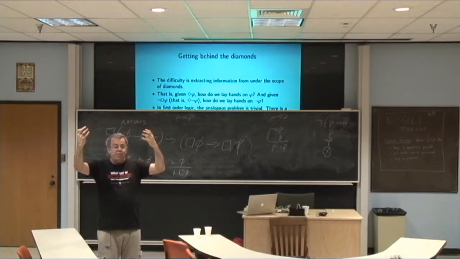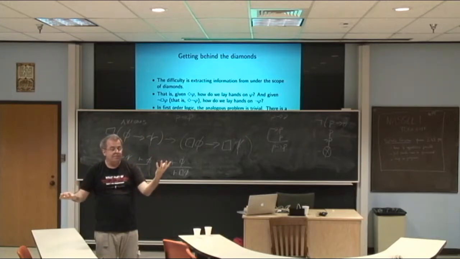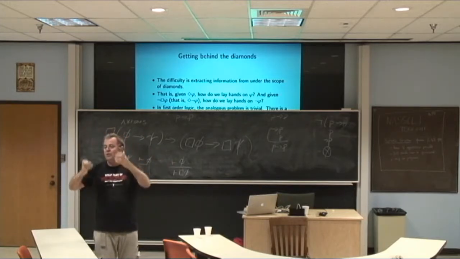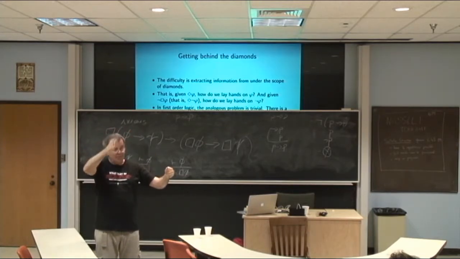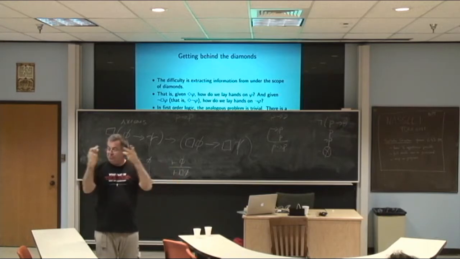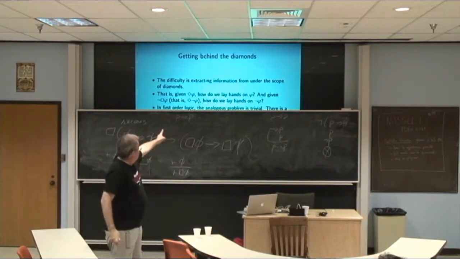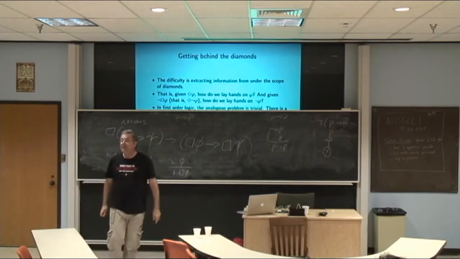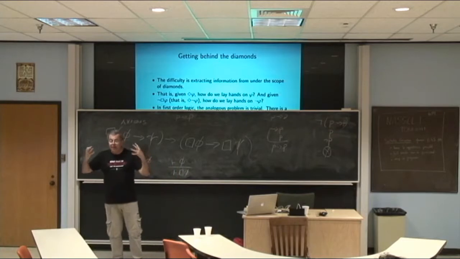You throw away the M and you deduce your phi and your psi. Boom! You've got a phi or psi in the tableau. What do you do? You say, well, it could be phi or it could be psi. Let's go on. You break down the structure, you throw away the... That's the problem. You can't get behind the bloody diamonds. You can't get at the information behind the bloody diamonds.